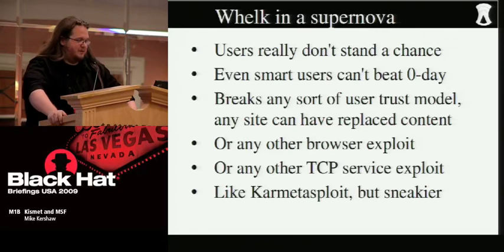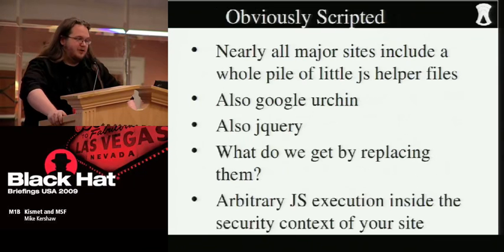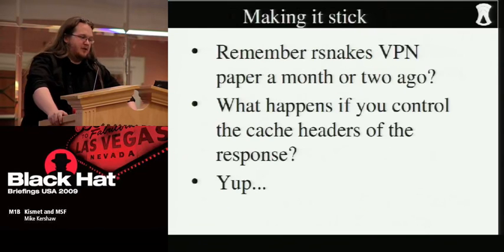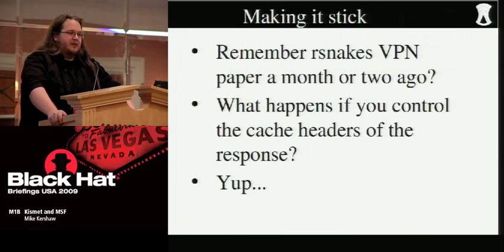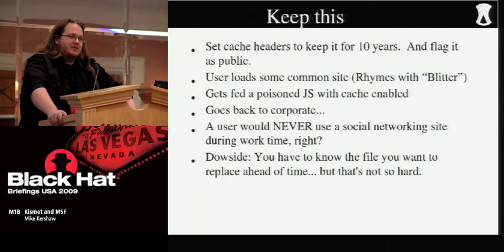So nearly all major sites include a whole pile of little JavaScript helper files, like Google Urchin or jQuery. So what do we get if we replace them? Anything we want to do inside your browser in the security context of the page you're looking at. So remember our Snakes VPN paper about a month ago. He figured out that you can control the caching headers on files and make them stick. So yeah, here's the Urchin.js for Twitter.